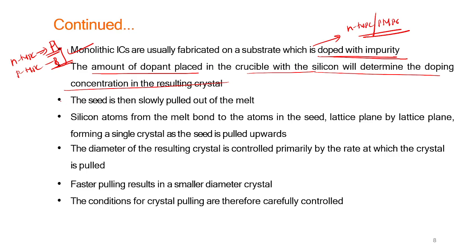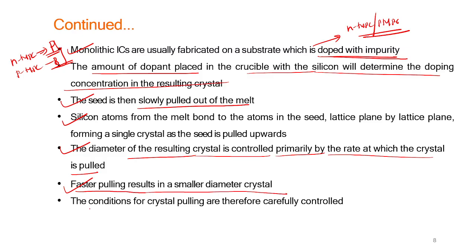So the seed is slowly pulled out of the melt. Silicon atoms from the melt bond to the atoms in the seed lattice planes, forming a single crystal as the seed is pulled upward. The diameter of the resulting crystal is controlled by the rate at which the crystal is pulled. Faster pulling results in smaller diameter, and slower pulling results in larger diameter.